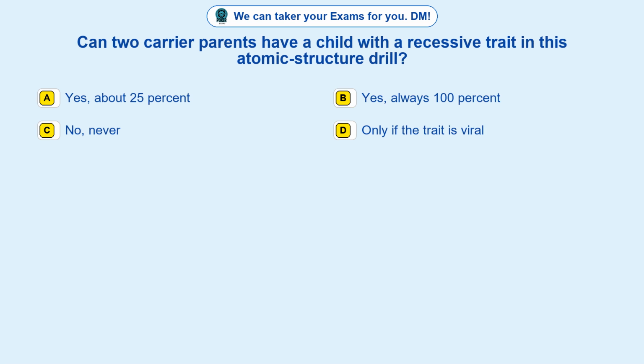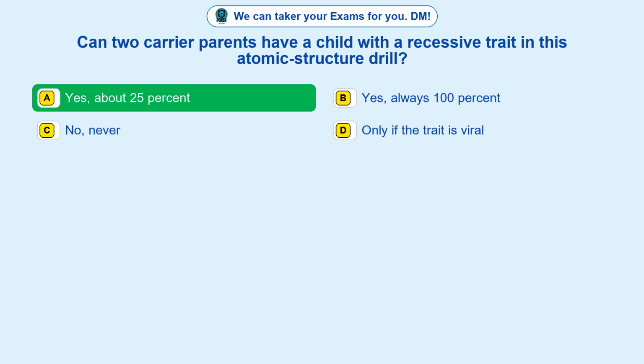Question 11. Can two carrier parents have a child with a recessive trait in this atomic structure drill? Option A. Yes, about 25%. Option B. Yes, always 100%. Option C. No, never. Option D. Only if the trait is viral. The correct answer is option A.